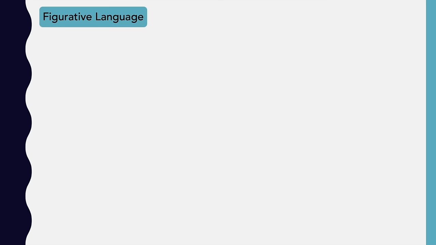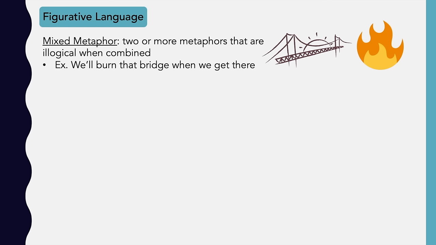A mixed metaphor is two or more metaphors that are illogical when combined. So for example, saying, "We'll burn that bridge when we get there," is a mixed metaphor because you're combining two distinct expressions. One is saying, "We'll cross that bridge when we get there," so pretty much saying, once we get to a specific issue, we'll resolve it then. And also combining that phrase with the idea of burning bridges or severing those connections. Both of those two distinct turns of a phrase are combined into one single expression here, and it has a pretty humorous effect, and you'll see that that's pretty common in mixed metaphors.